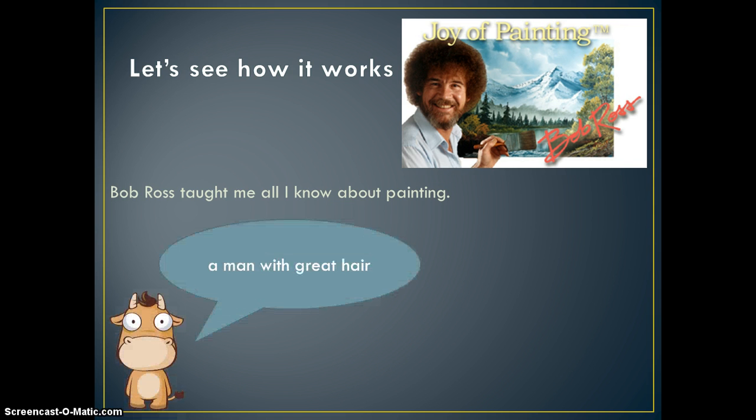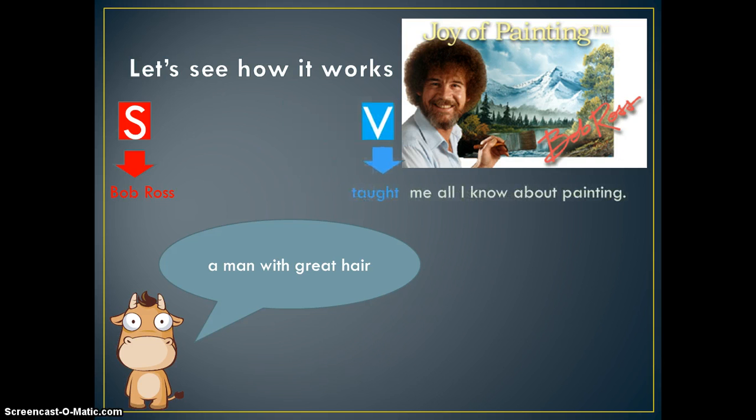But the cow wants to add this information about Bob Ross. He wants to tell us that he is a man with great hair. So what do we do? First, we find our subject, Bob Ross. We find our verb, taught. And we separate them. Whoop! We add our modifier between, and then we slap down those commas.